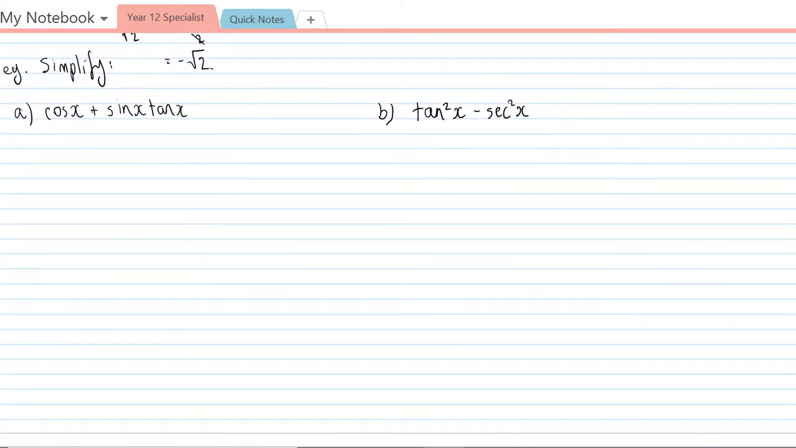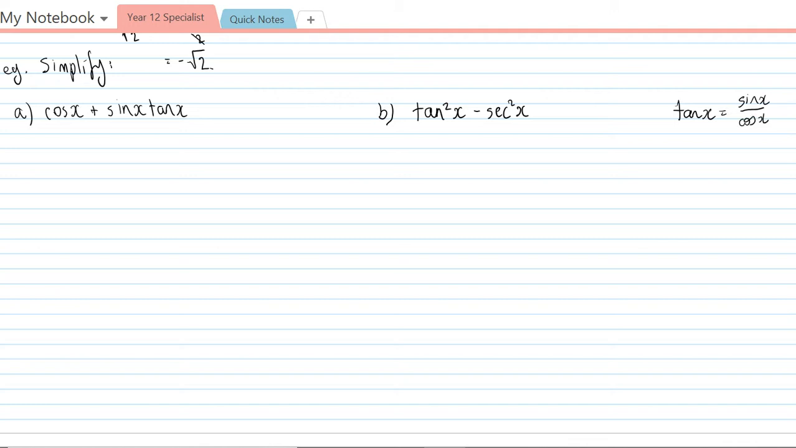We also get questions like this where we have to simplify algebraic expressions and try to turn them into their nicest form. In order to do these questions, not all of them, but some of them, we need to be aware of some of the trig identities. So firstly, we need to know that tan x is equal to sine x over cos x.